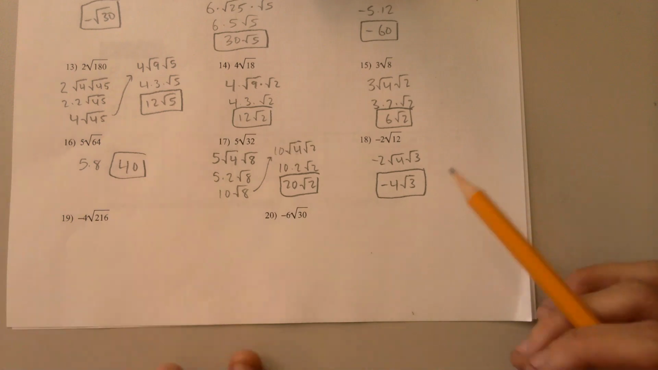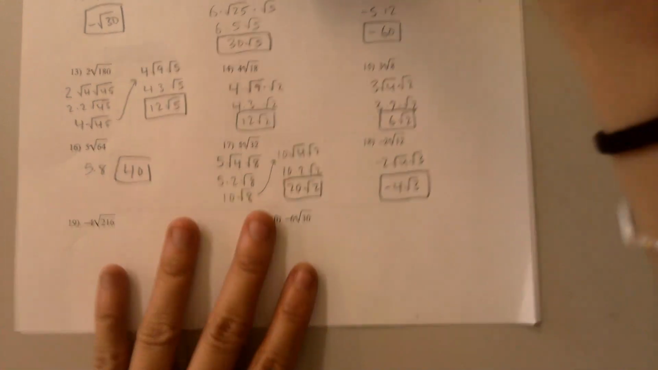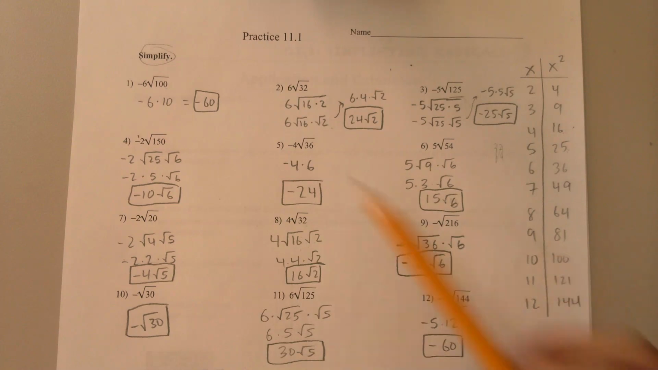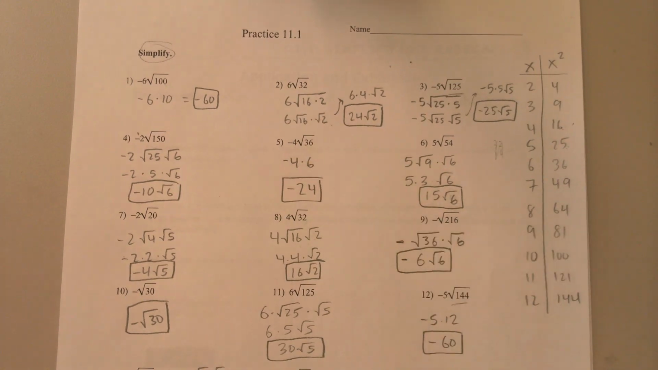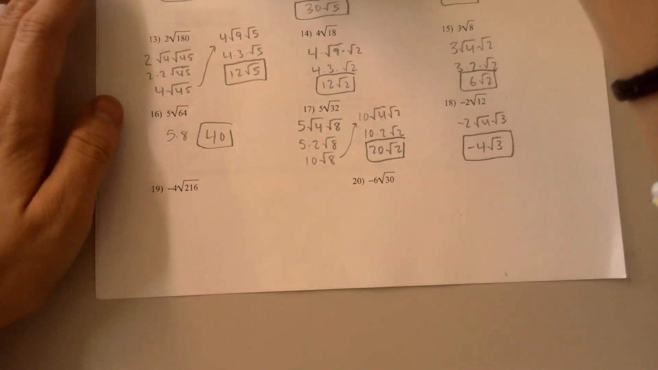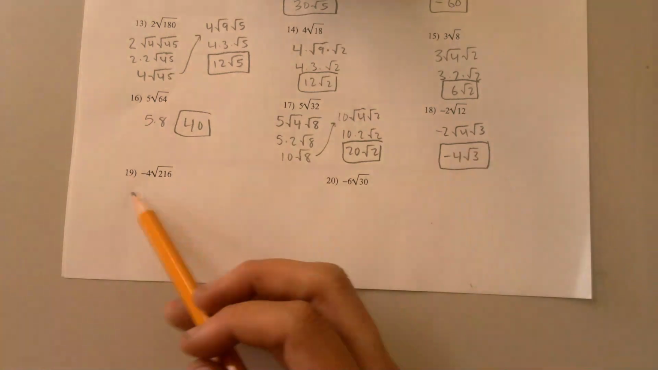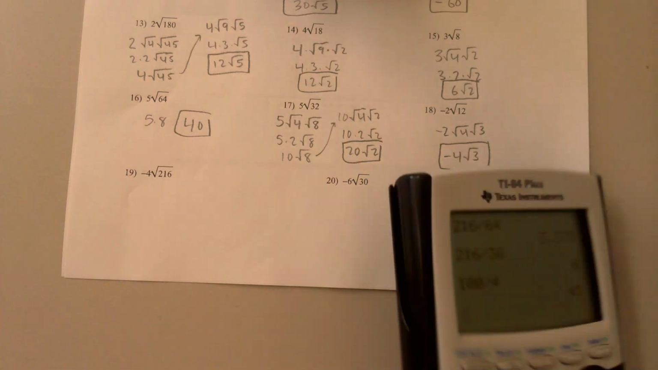Again, if you don't like skipping steps, if you like writing everything out, that's completely fine. Whatever you like, as long as you get it right. You know, each person does math in a different way, and it doesn't mean that one way is better than the other. Okay, 216. I'm going to bring out my calculator again.